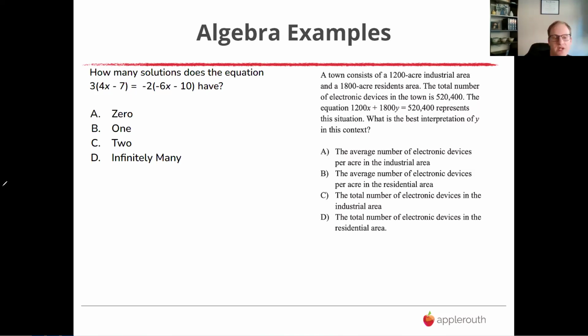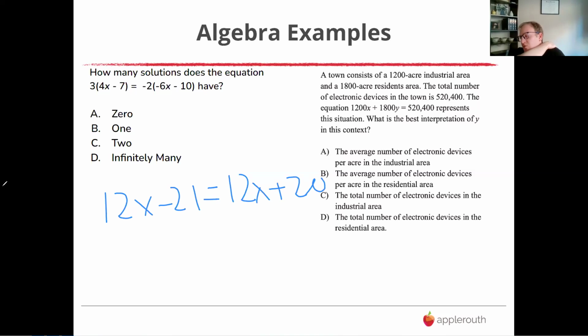If we just distributed here, 12x minus 21 equals 12x plus 20. These are two lines with the same slope. So those lines are going to be parallel, and they have different y-intercepts, so they're not the same line. They are never going to intersect. These lines will never, ever intersect.